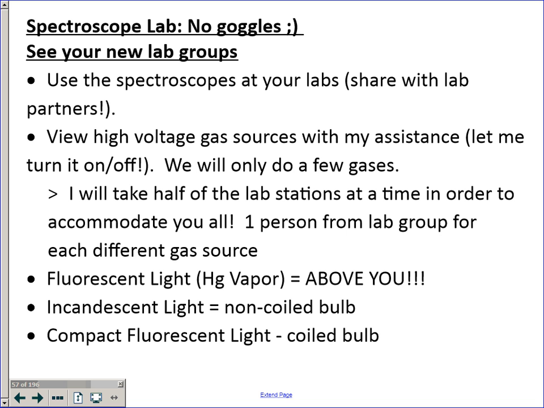The light source is mercury, Hg. Mercury is above us. It's these fluorescent lights above us. All the other parts of the lab will say a frosted bulb.